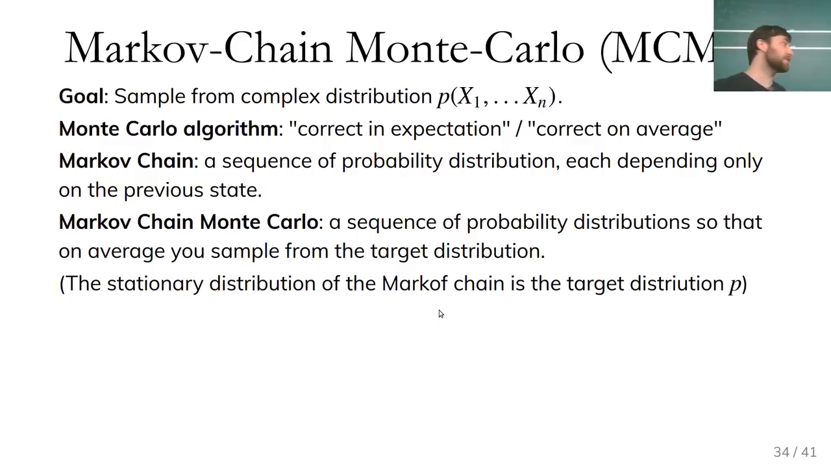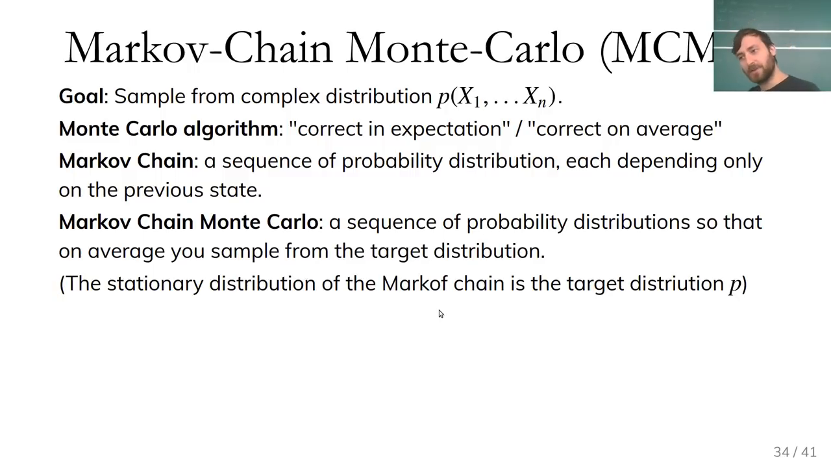Markov chain Monte Carlo is a combination of two ideas: Markov chains and Monte Carlo algorithms. Monte Carlo algorithms are correct in expectation, or correct on average. They work via sampling: if you sample often enough, the law of large numbers tells you that you get the correct mean. A Markov chain is a sequence of probability distributions where each distribution only depends on the previous state. Markov chains are the easiest way to model time series or any series data where the next state only depends on the previous state and not on two states ago. All the information about the past is contained in the previous state.